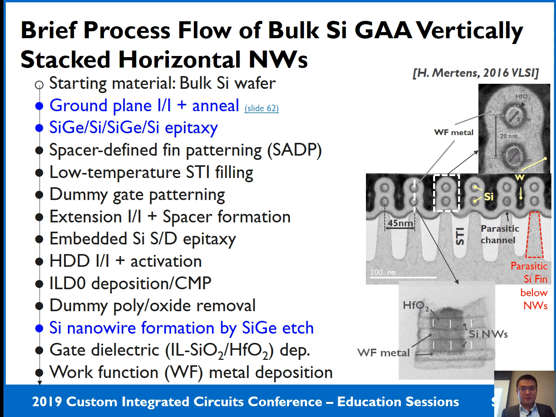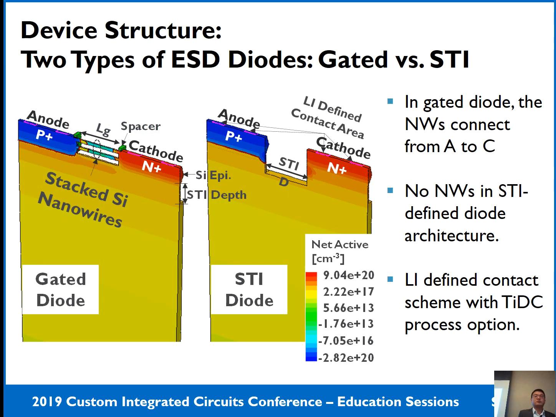Okay. Now again, we still look at the 2 types of ESD protection diode, gated diode and STI diode. Then in the gated diode, these 2 stacked nanowires will also connect from the anode to the cathode under the dummy gate structure. But there's no nanowire in the STI diode, because I mentioned the silicon nanowire is formed in the RMG module: no gate, no nanowire. No dummy gate, no nanowire.